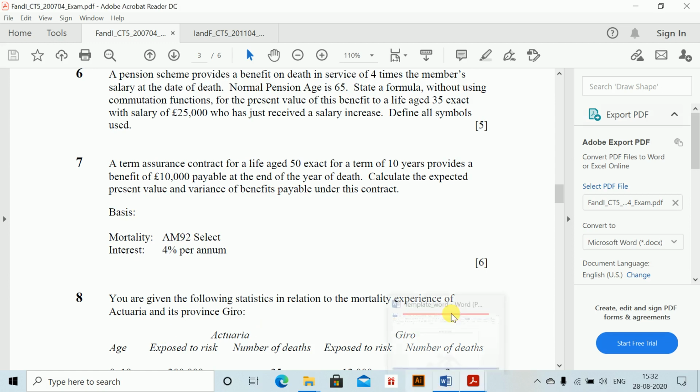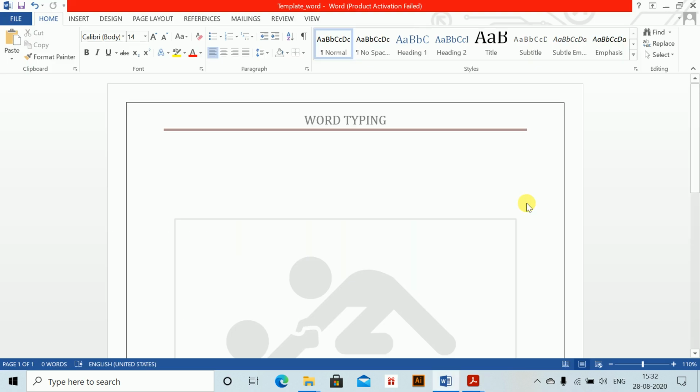A term assurance contract for a life aged 50 exact for a term of 10 years provides a benefit of 10,000 payable at the end of year of death. Calculate the expected present value of benefits and variance of the benefits payable under this contract. AM92 select. Interest 4% per annum. Let's solve this.